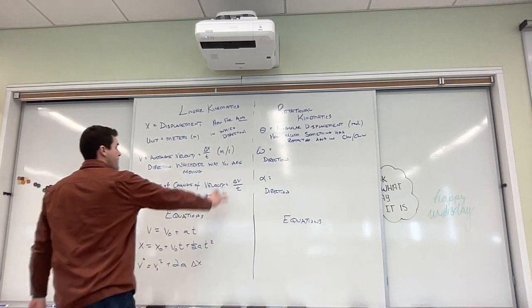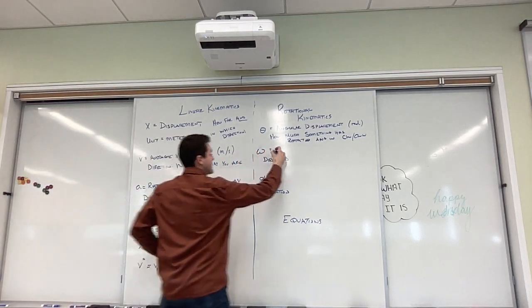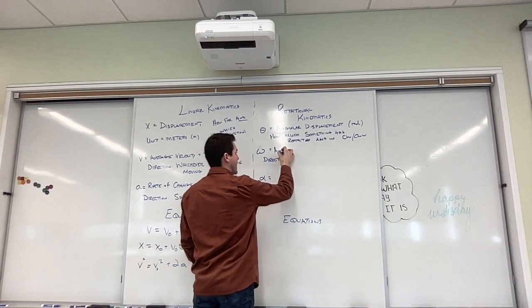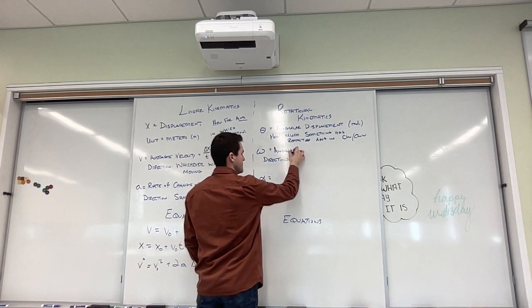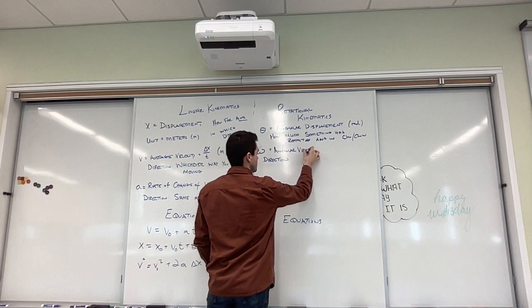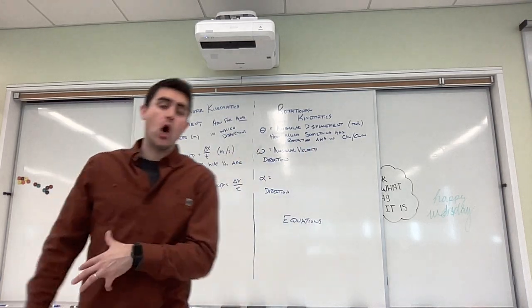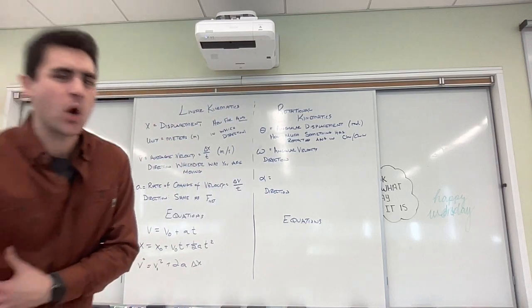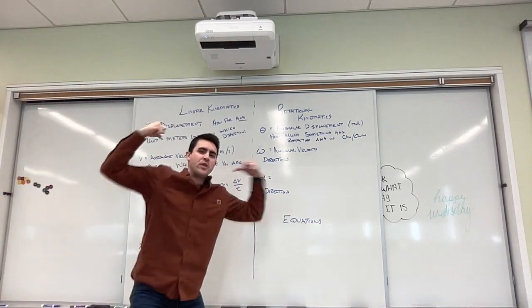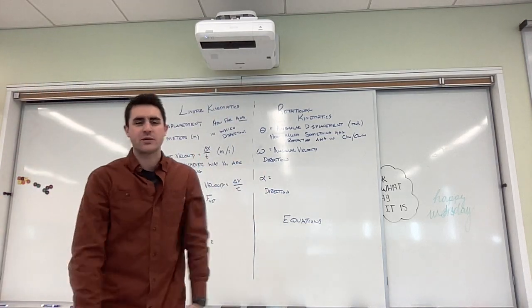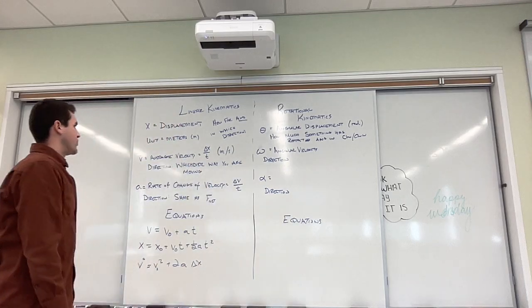The next variable we have is our angular velocity. Not velocity, it's angular velocity. And angular velocity is denoted with the variable omega. It's a lowercase omega. It's kind of a flexy, squiggly W. That's what I think about when I see angular velocity.